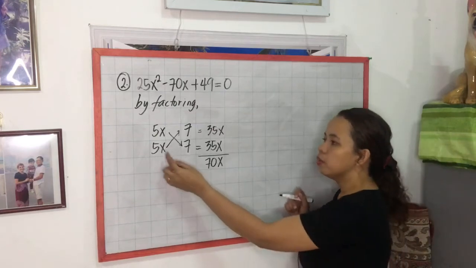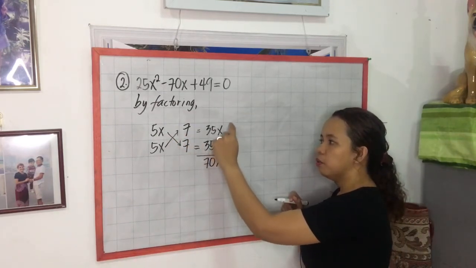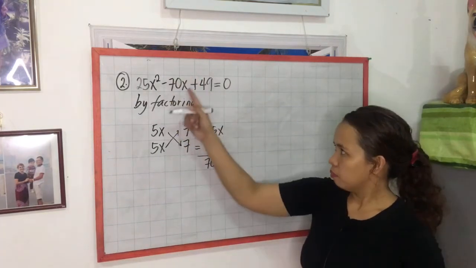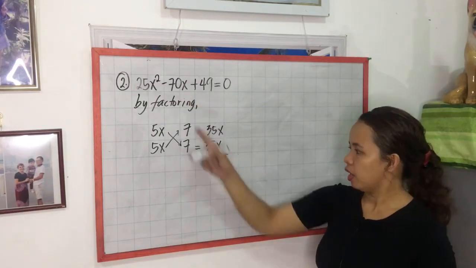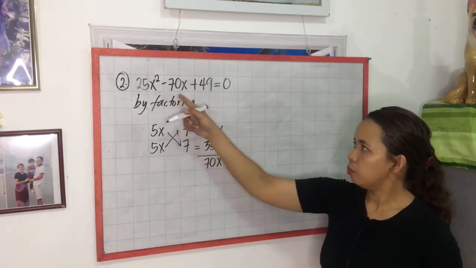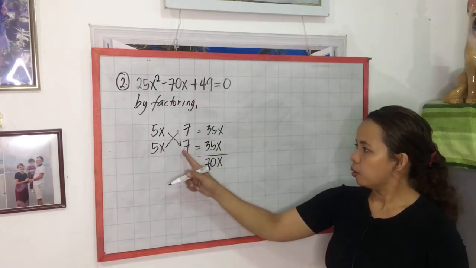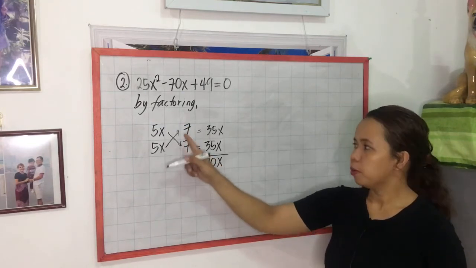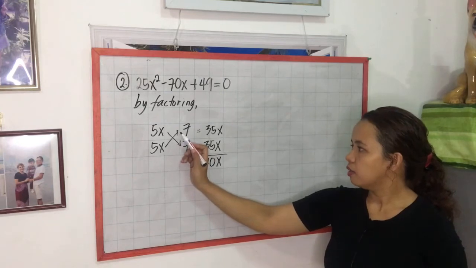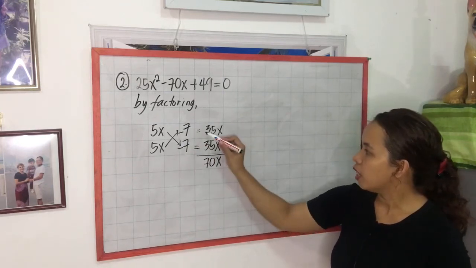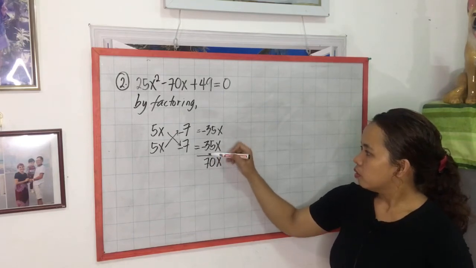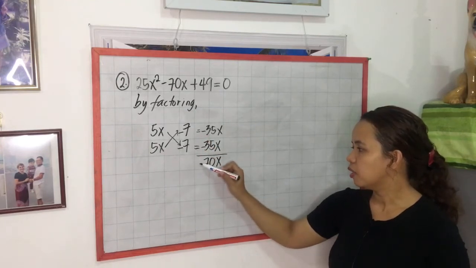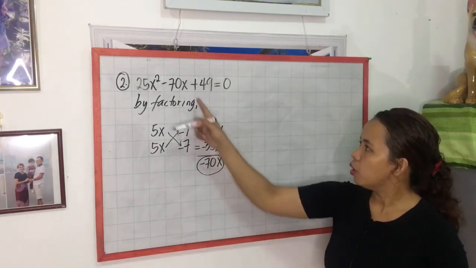So, write down x and then 35 plus 35 is equal to 70. So, our goal here is that when we cross-multiply and then we add the answers, the final answer must be equal to the middle term. Okay, so since our answer is 70x, and in here we have negative, that means we have a negative number here from the factor. So we can just say that this is negative and this one is also negative. So therefore, the answers are negative as well. So when we add negative and negative, that makes negative 70x. So this is now equal to the middle term.